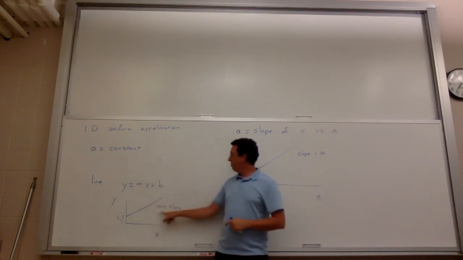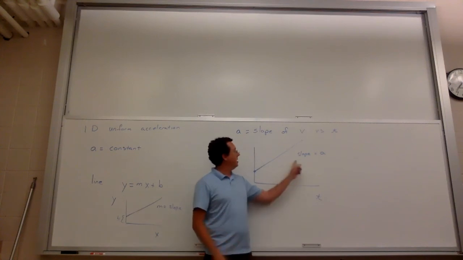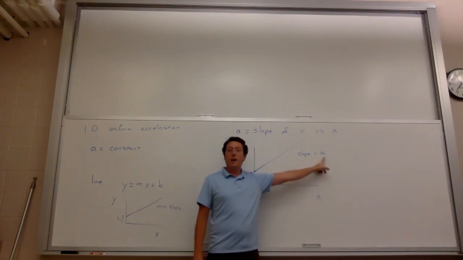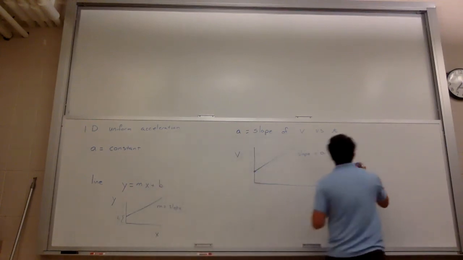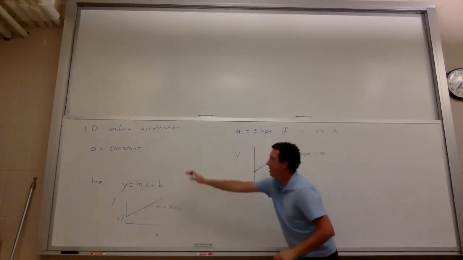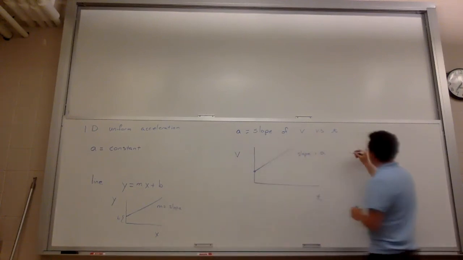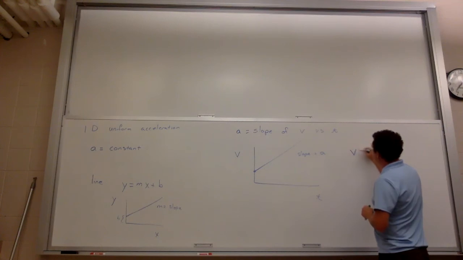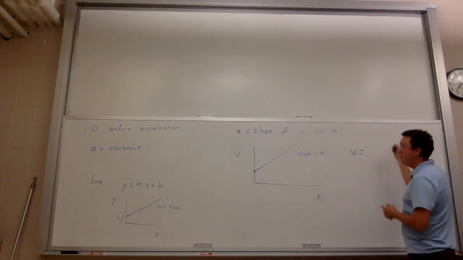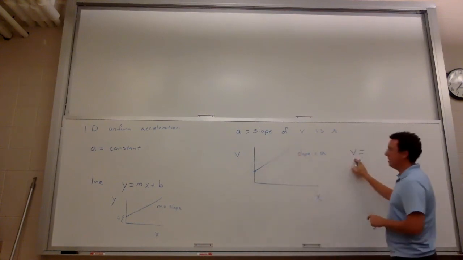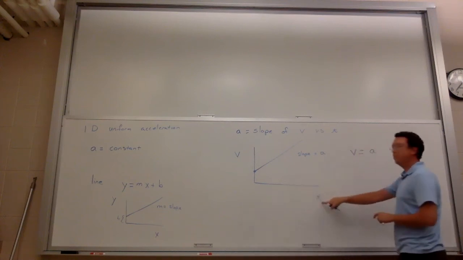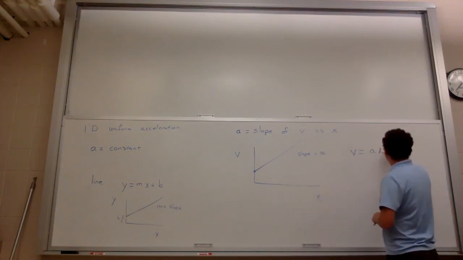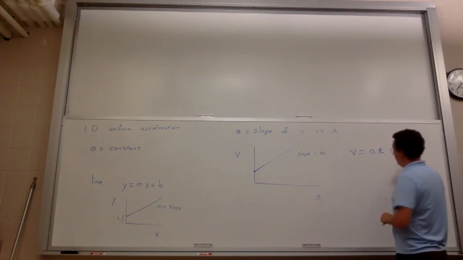Over here, the slope was m. For our equation, the slope is going to be a, the constant acceleration. So we're almost done. Let me write it out. If I'm translating the math equation into physics variables, I would say that v equals m. Sorry, y becomes v, m becomes acceleration, x becomes t for time, plus b. Okay?